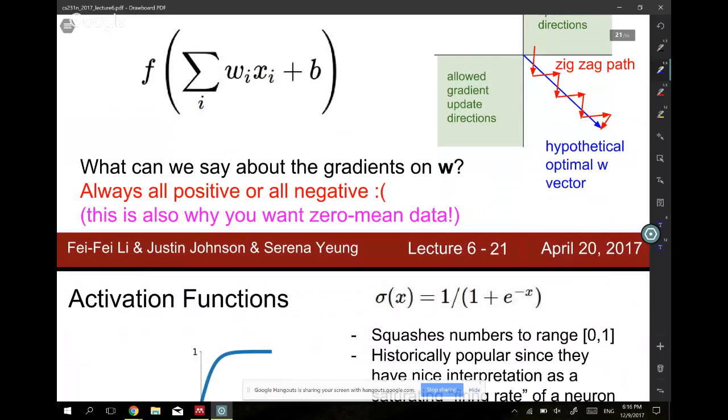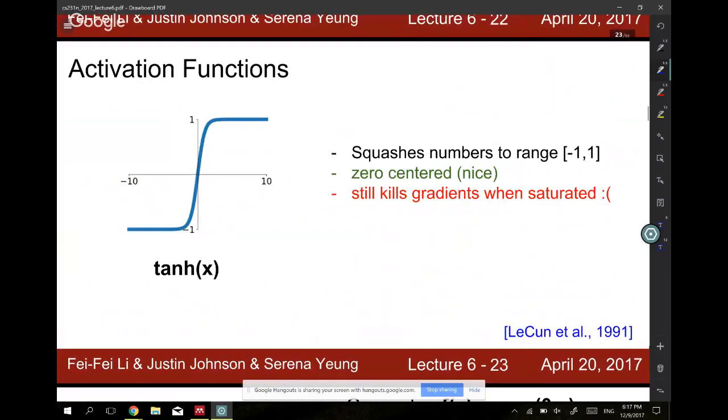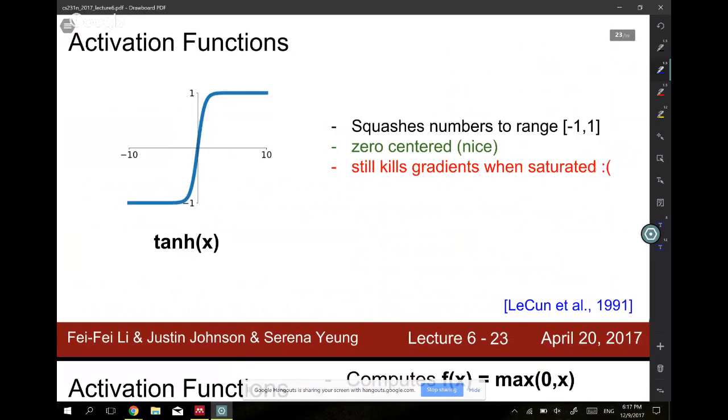Okay, the third problem is that the exponential function is a bit computationally expensive. If you look at the whole network, there are other operations like convolutions or dot products, which are more expensive, so it's just a minor issue. Now let's look at the second activation function, tanh. As you can see, it's very similar to sigmoid, but it squashes the input into the range -1 to 1. So now it's zero-centered.